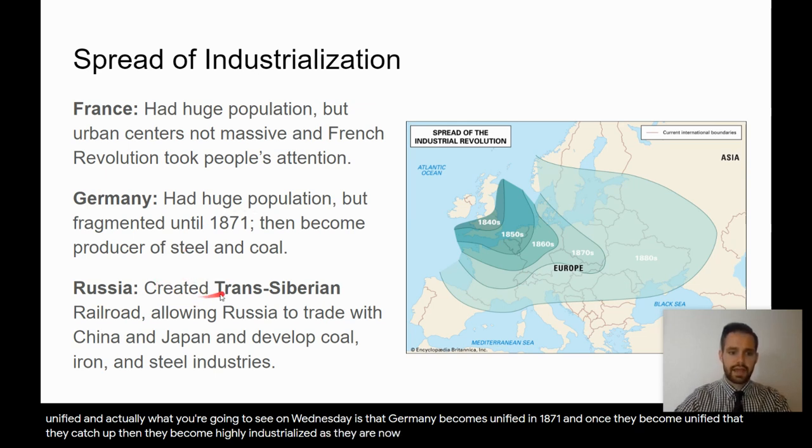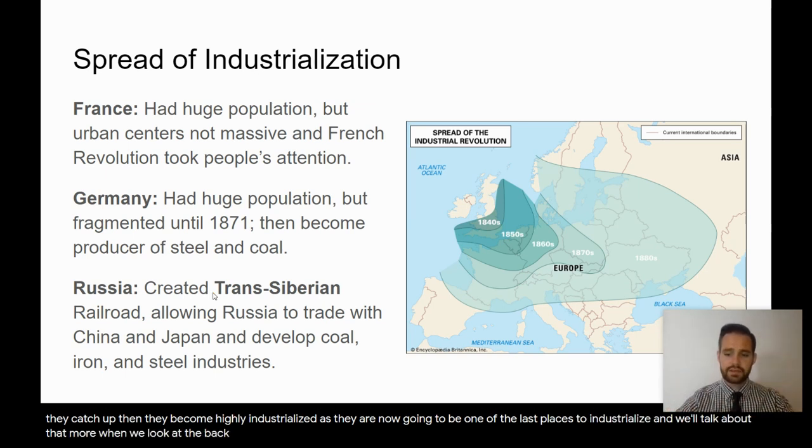And then Russia is actually going to be one of the last places to industrialize. And we'll talk about that more when we look at the backwardness of Russia a little bit later.